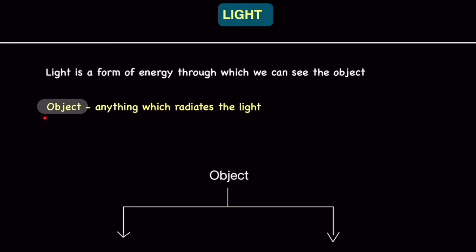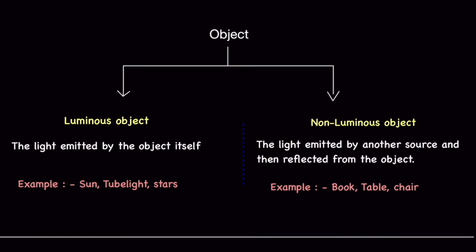So how can we define the object? Anything which radiates light, like the sun or a tube light, is considered an object. Objects are subdivided into two parts: luminous objects and non-luminous objects. Luminous objects are those objects which create their own light, like the sun, tube light, bulb. So these are all luminous objects, the light being emitted by the object itself.